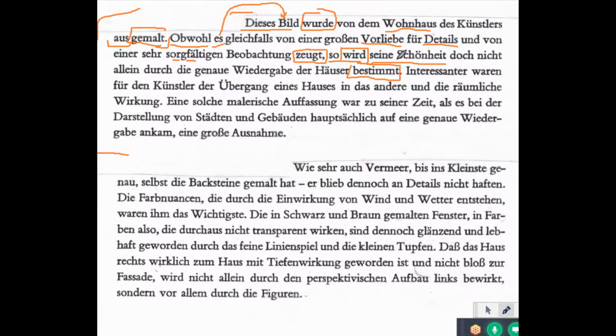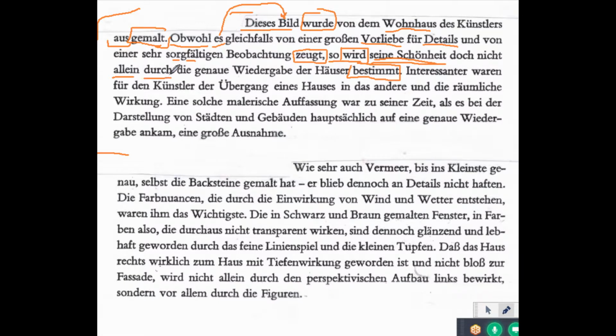Then going on, just repeat the main core sentence there after the comma. Okay. So seine Schönheit wird bestimmt. Perfect. So wird seine Schönheit bestimmt. Thus, its beauty is determined. And then going on, reading together. Doch nicht allein durch die genaue Wiedergabe der Häuser. Go ahead. Doch nicht allein durch die genaue Wiedergabe der Häuser. Okay. So its beauty is not determined yet, not only through, and then what cases does durch always take, Chad?